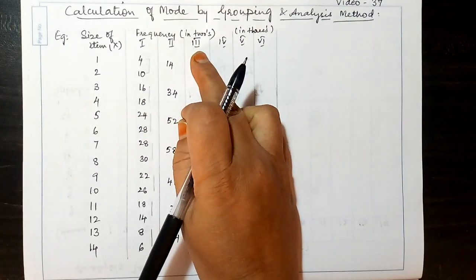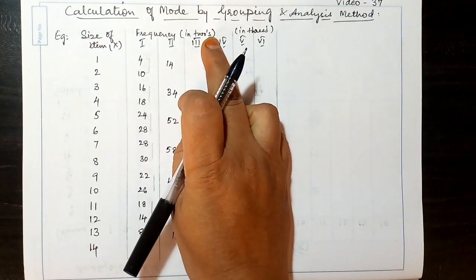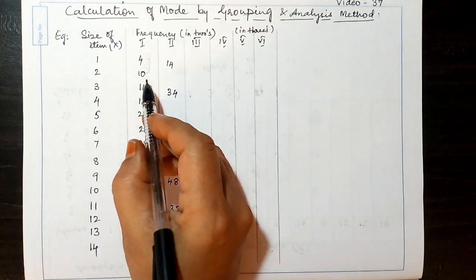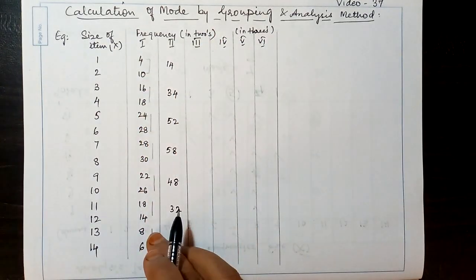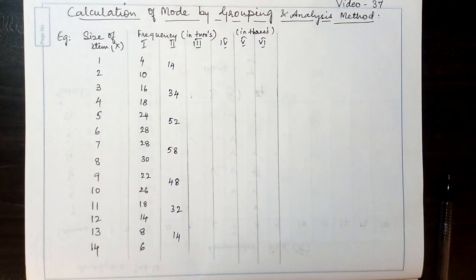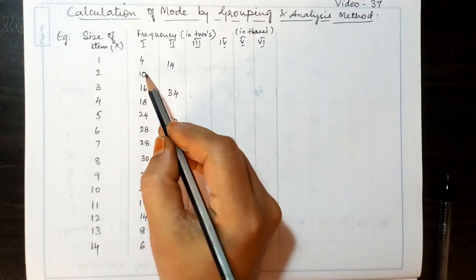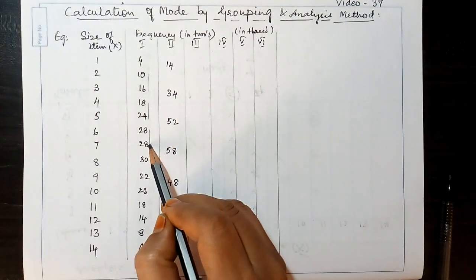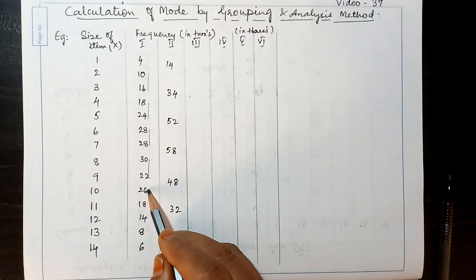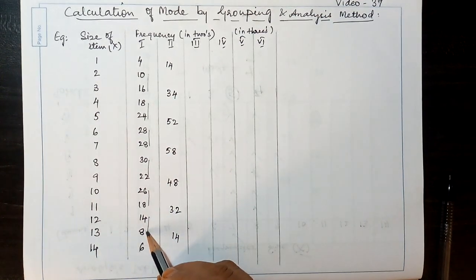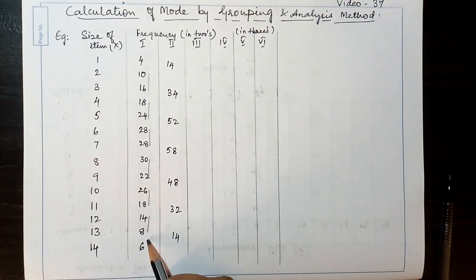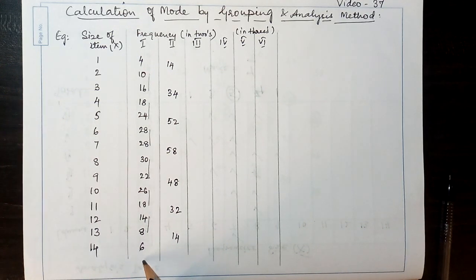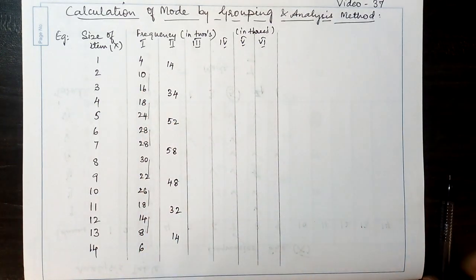In the third column, we are going to add in twos, but we will start from the second frequency. So let's mark them again. Now we will start from the second one. So 10 plus 16, 18 plus 24, 28 plus 28, 30 plus 32, 26 plus 18, 14 plus 8. Now we are left with one frequency over here. Since we do not have another observation or another frequency to add up, we are going to leave this 6 over here. Now let's add and write them.